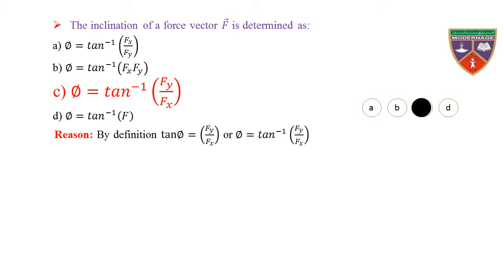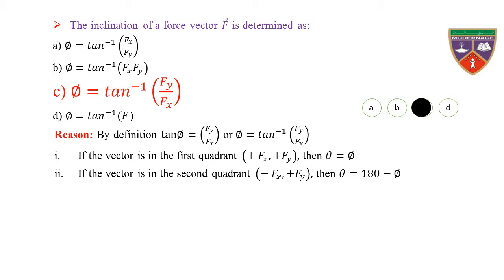Reason. By definition, tangent phi is equal to Fy divided by Fx, where Fx is the x component of vector F and Fy is the y component of vector F, or phi is equal to tangent inverse Fy over Fx. Number 1. If the vector is in the first quadrant, x component is positive, y component is positive, then theta is simply equal to phi because the angle is measured in anti-clockwise direction.